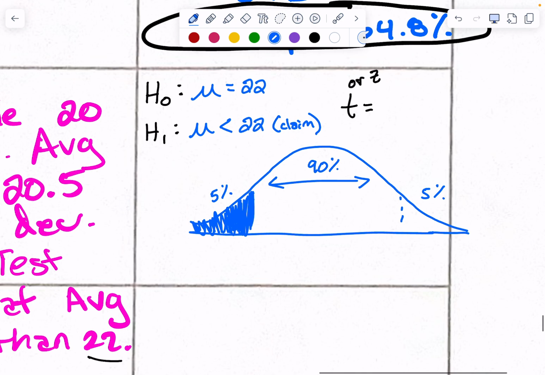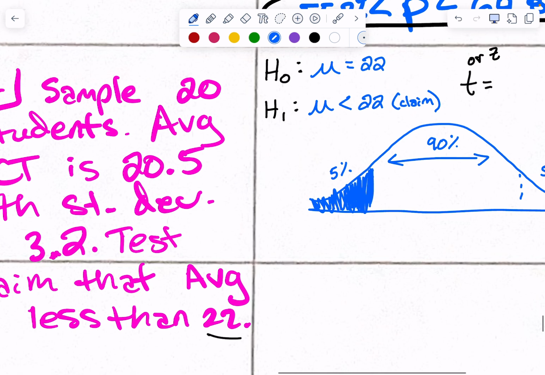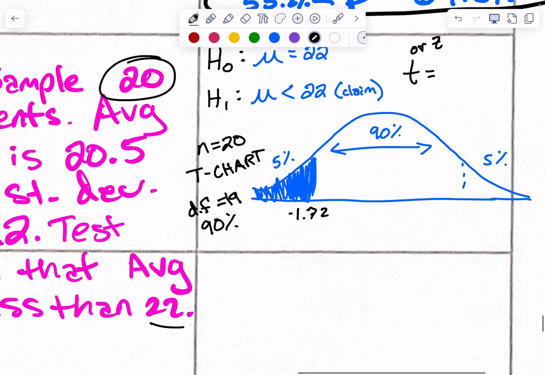All right. We need to decide which chart to use to look up our critical value. N is 20, so we use a T chart. We need to look up 19 degrees of freedom at 90%. That's 1.729, so it'll be negative 1.729. The imaginary one on the other side is positive 1.729.